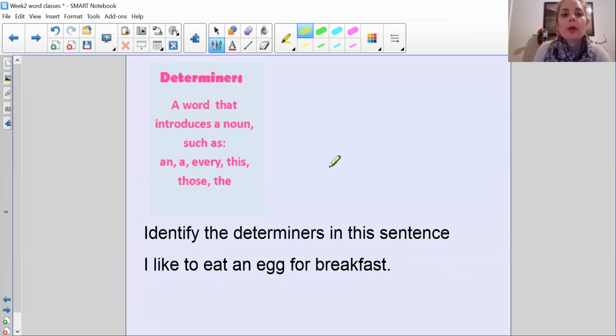And a determiner is a word that introduces a noun. Okay, so for example, an, a, every, this, those, or the. Okay, so see if you can identify the determiner in this sentence. I like to eat an egg for breakfast. Pause the video if you need. Otherwise, hopefully you would have seen it's really, really easy. And it is an. Okay, and now the reason why we use an and not a is because my noun, egg, starts with the letter E. And if it starts with a vowel sound, which is A, E, I, O, U, we will use an, not a.